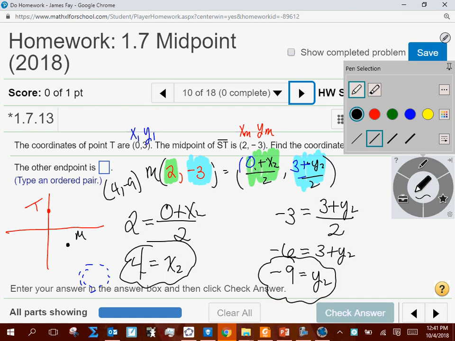A couple things I've been seeing: it's not that people don't know how to do this, they don't know how to set the process up. They get down to negative 6 equals 3 plus y sub 2, and they subtract 3 from both sides, and they get something like negative 3, or something like positive 3. They have trouble subtracting negative values. Make sure that we're paying attention to that kind of stuff.